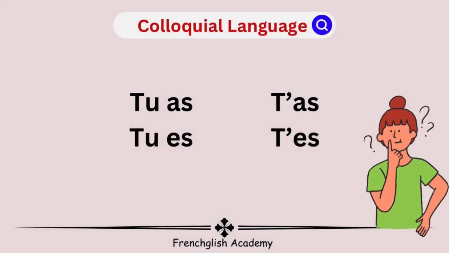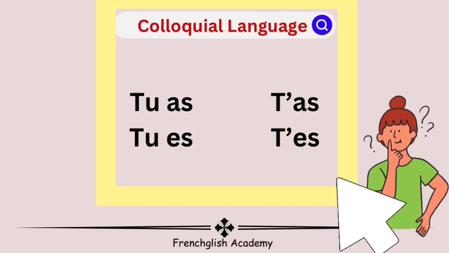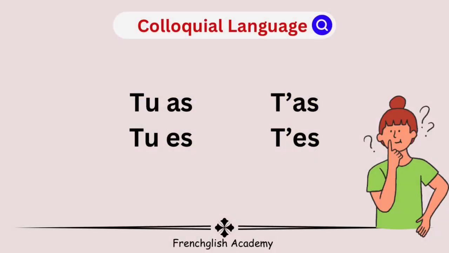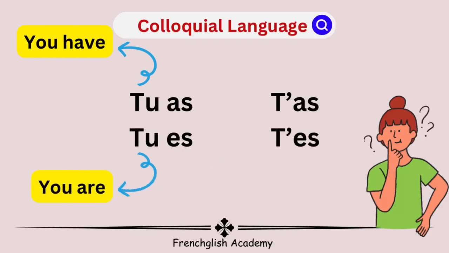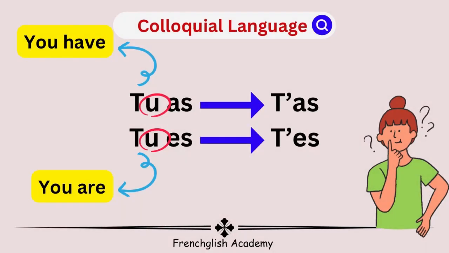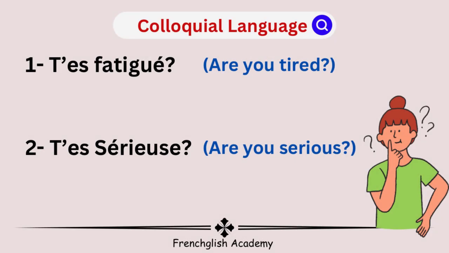And the last way is using colloquial language. We can use it for tu es and tu as. Tu as means you have, and tu es means you are. We just remove the U from tu and put an apostrophe instead of that. Example: T'es fatigué? Are you tired? T'es sérieuse? Are you serious?